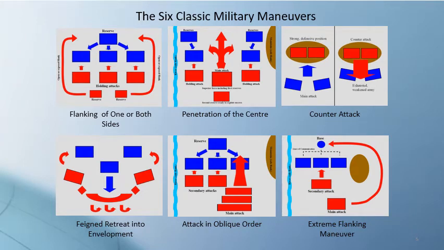And so here we see the 6 classic military maneuvers, at least in terms of organized military attacks. So all of them, going from the top left to the bottom right, so you have flanking on one or both sides. The second one is you try and charge through the center.